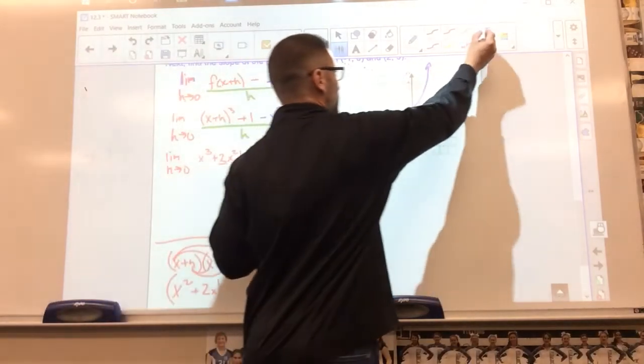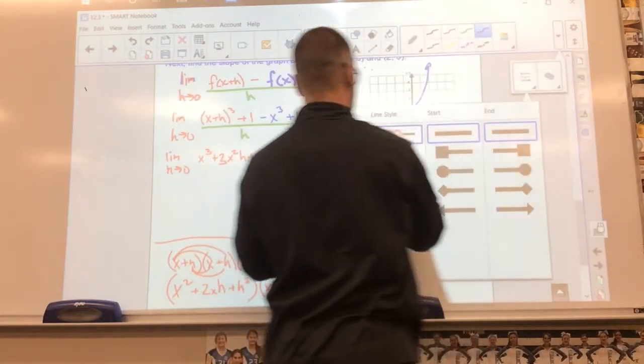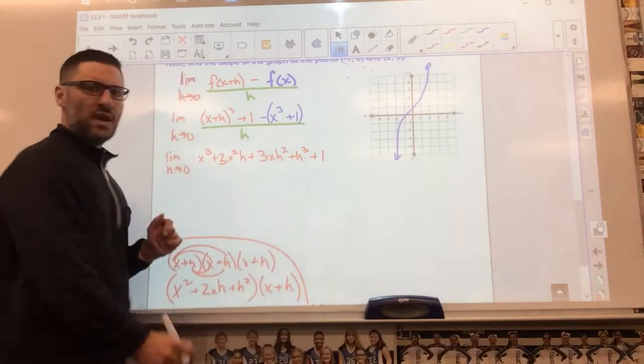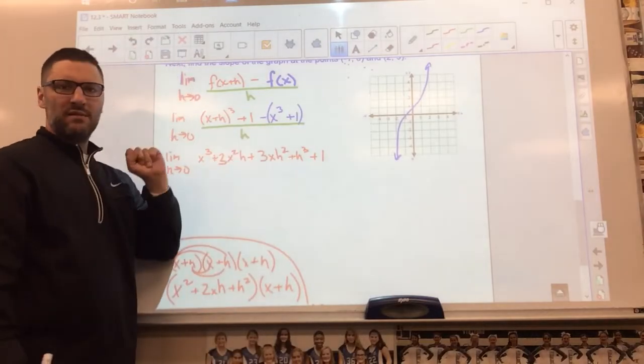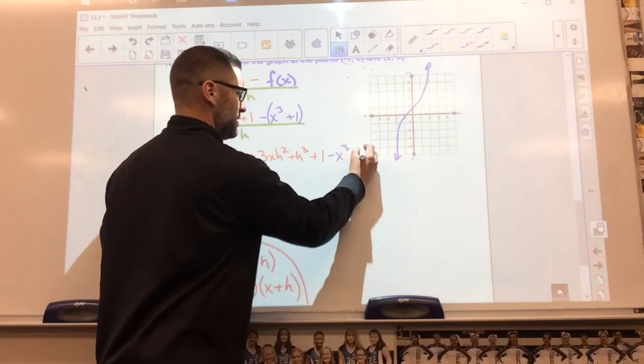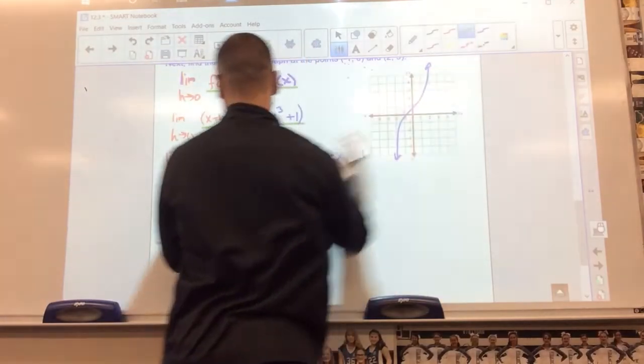And I forgot my parentheses, so I'm going to be smart. I'm going to go back here and add them in. It was minus all of f of x, so I have to subtract the whole part of f of x. I almost made a mistake. That is very common. So I go minus x cubed minus 1, and that's all over h.